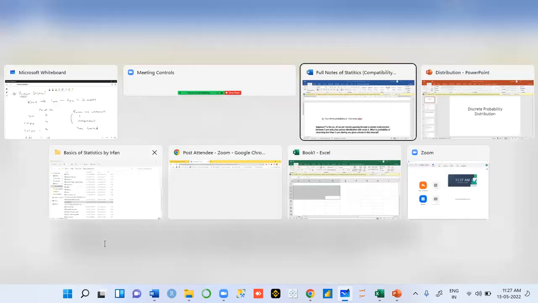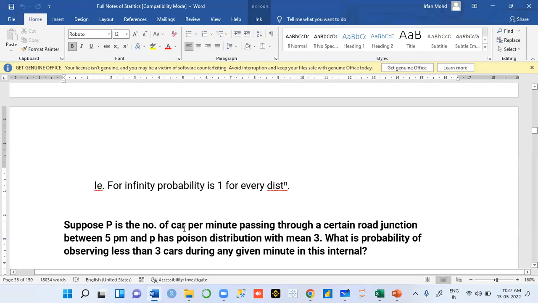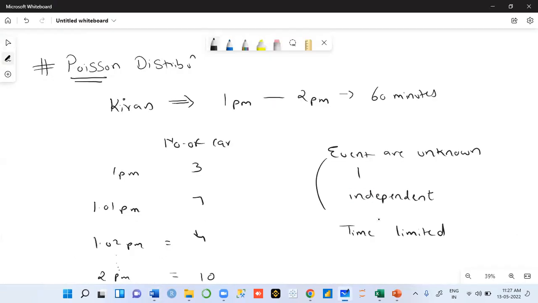Now read the example. Suppose P is the number of cars per minute, meaning every minute the number of cars passing through a certain junction. So now historically, we have Kiran's data for all 60 minutes. Can we compute the mean of car passes? Possible, no?